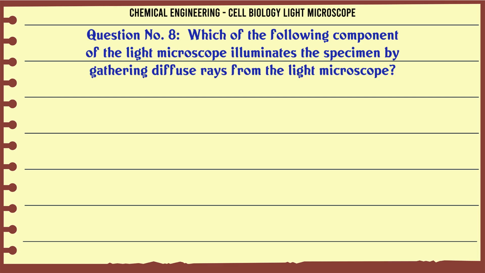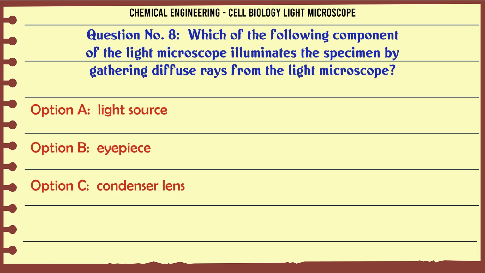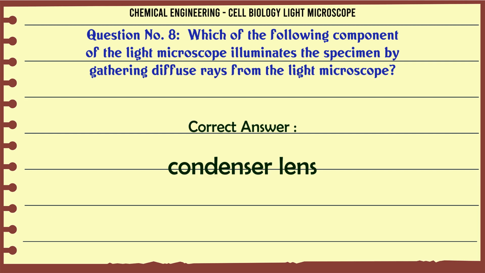Which of the following components of the light microscope illuminates the specimen by gathering diffuse rays from the light source? A. Light source, B. Eyepiece, C. Condenser lens, D. Screws. The correct answer is condenser lens.